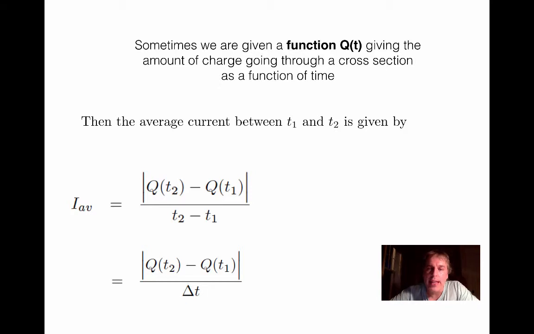So Q at the later time minus Q at the initial time divided by delta t, and you take the absolute value. Okay, that's if you're given a function Q of t. This is the equivalent of calculating an average velocity in mechanics. What if you're asked to find the instantaneous velocity of an object? If you have the function x of t and you want the velocity at a given time, you take the derivative of the position with respect to time.